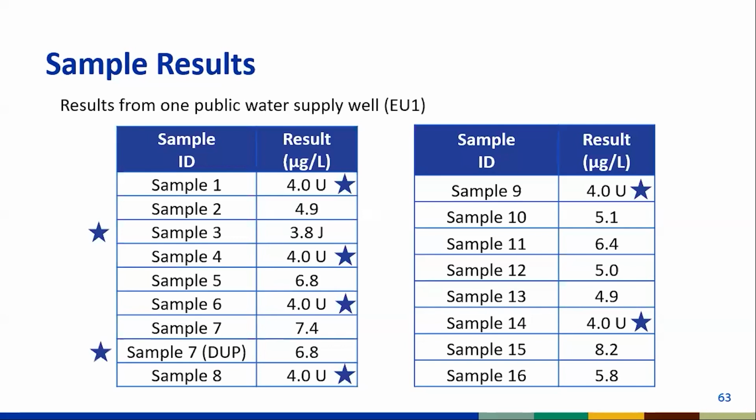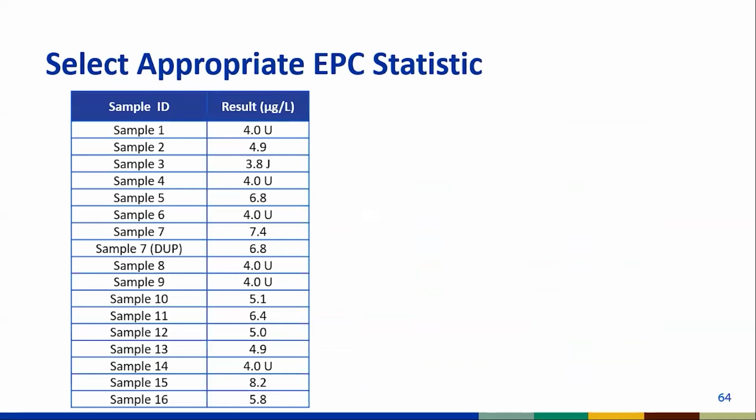And lastly, the dataset contains one duplicate result. The state agency collected sample 7 dupe as a field duplicate of sample 7. All of this information is critical when entering the data into the EPC template and determining the appropriate EPC statistic. What is the appropriate EPC statistic?